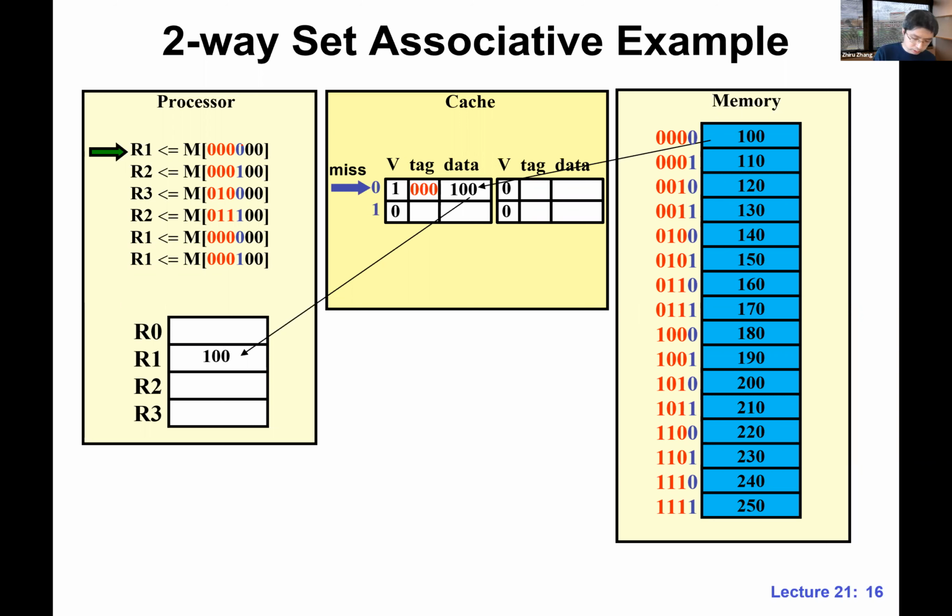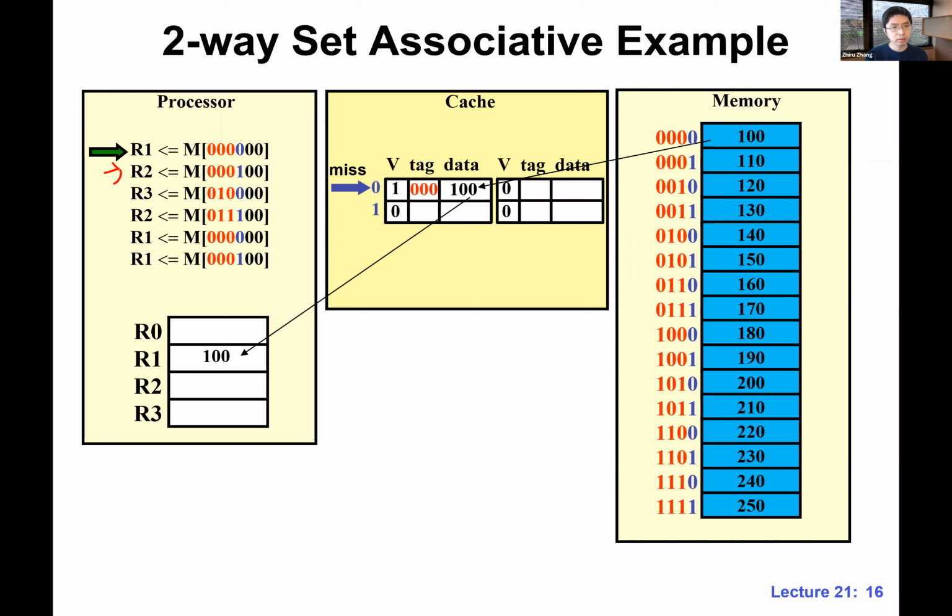Second one, if you move on over here, do we have a hit or miss? If we read R2, hit or miss? Miss, right? Because we haven't seen this address yet. We haven't seen the memory block address yet. It's a new address. Obviously, it's going to be a miss.